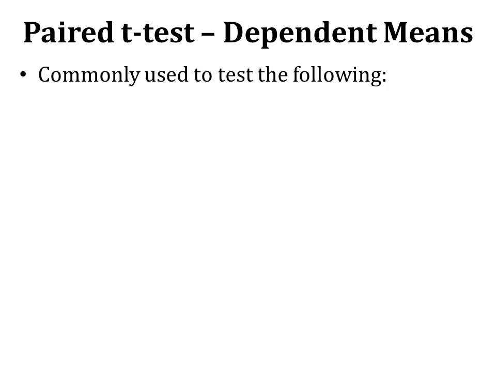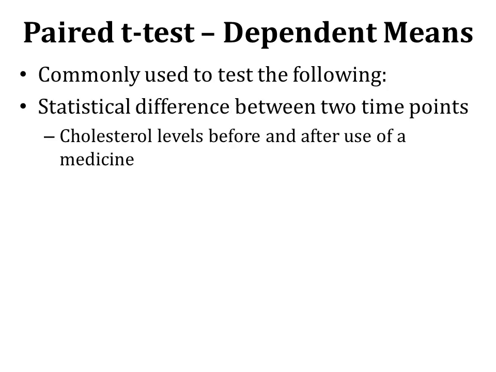Now, this test is commonly used to test the statistical difference between two time points. For example, cholesterol levels before and after the use of a medicine. In this case, we are talking about an intervention study in which some individuals suffer from a high cholesterol level, and we want to try a new drug on those patients. We take their cholesterol levels before the start of the treatment, and then after the application of the medicine, after a few weeks or a few months.